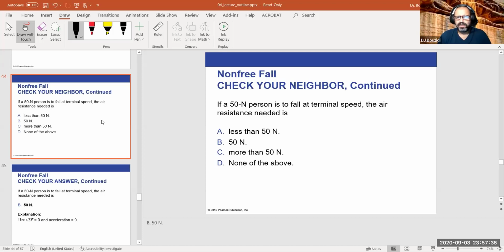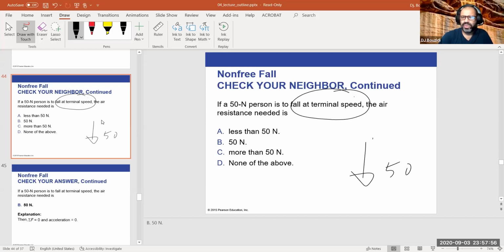So if a 50 Newton person is to fall at terminal speed, the air resistance needed is, how much do you guys think? So the key word in this problem is terminal speed. That means he's not gaining or losing velocity. That means if his weight is 50 Newtons, the air force must also be 50 Newtons. The air resistance must be 50 Newtons so that both of them cancel. And at that point, the velocity is not increasing. It's staying the same. Okay.